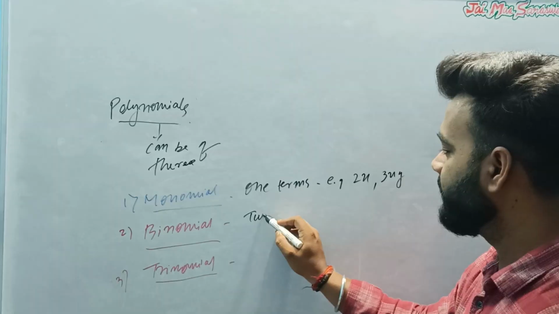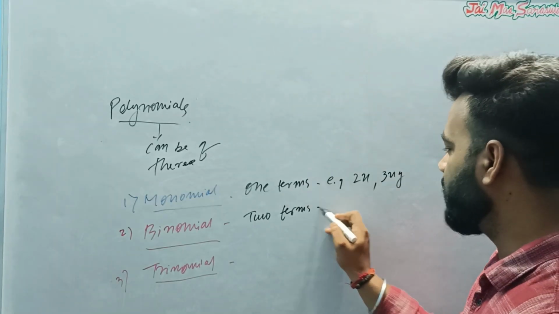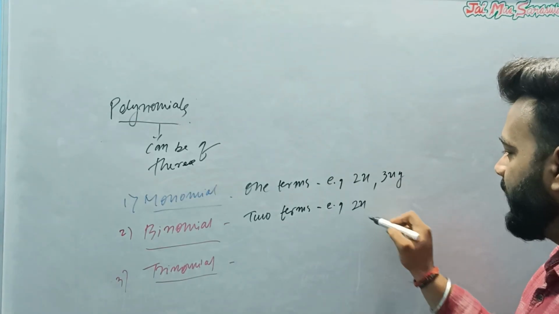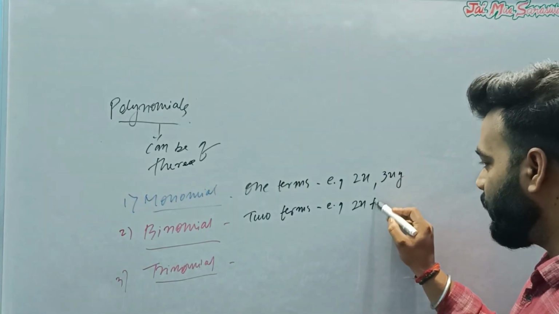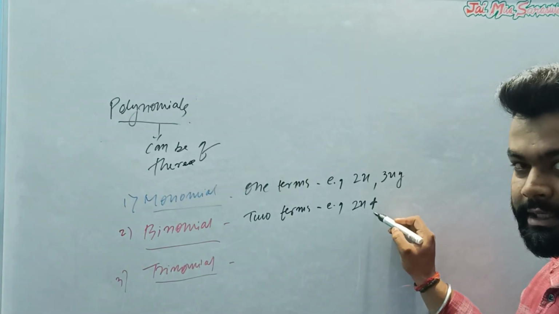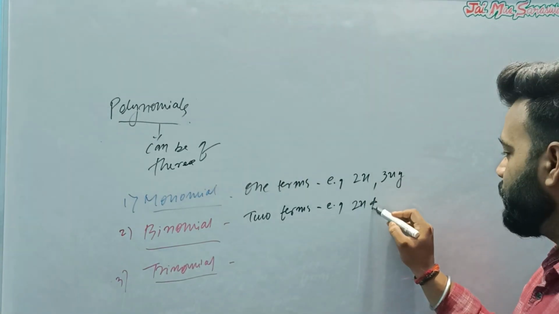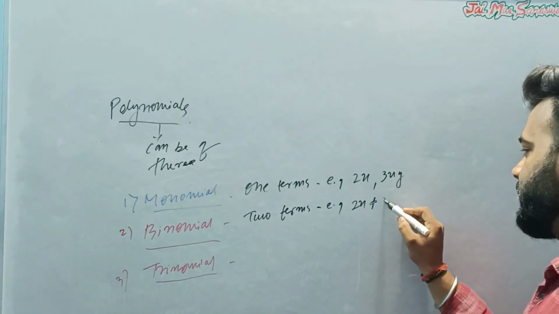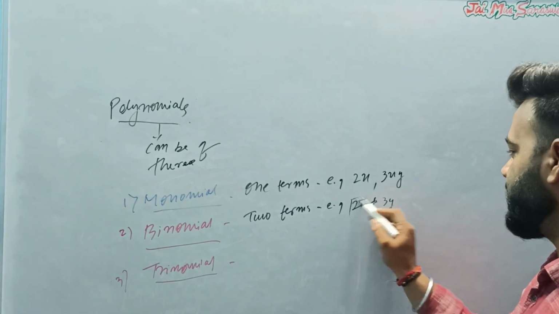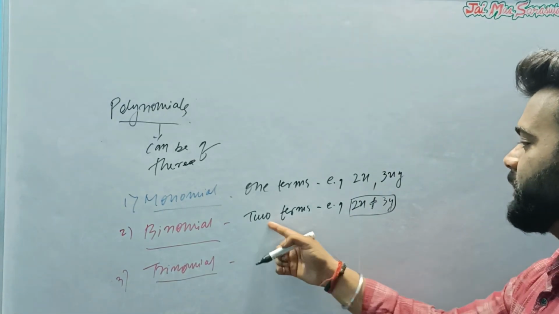Now binomial means polynomial with two terms. Let's say for example 2x plus 3y. Now when we use this plus or minus, this entirely is one term, and when we use plus or minus, it becomes another term, 3y. So this is another term. So this is an example of binomial, which means two terms.